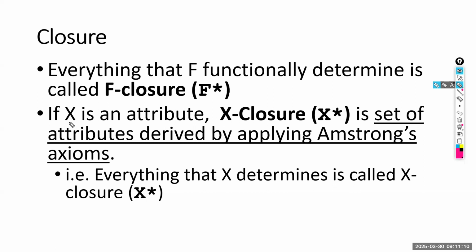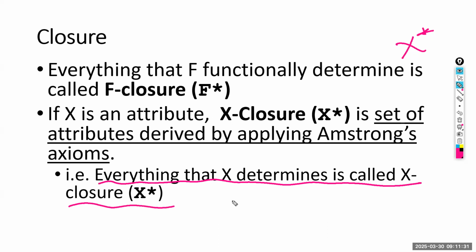And if X is an attribute, X closure, which we represent by X star, is the set of attributes derived by applying Armstrong axioms. That means everything that X functionally determines is called X closure. Okay, so let's take an example.